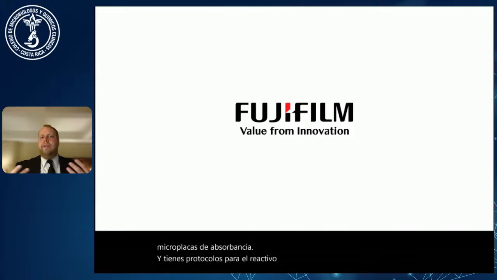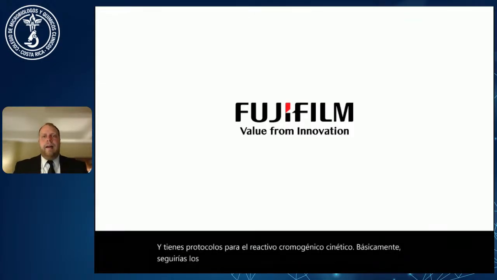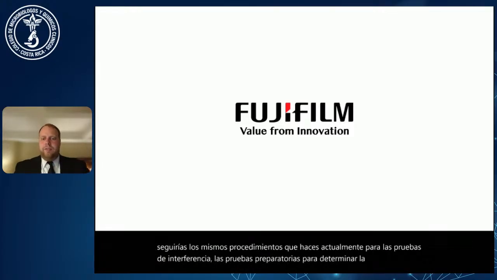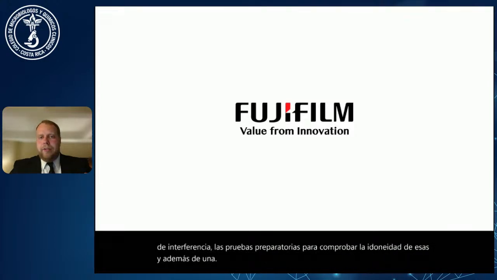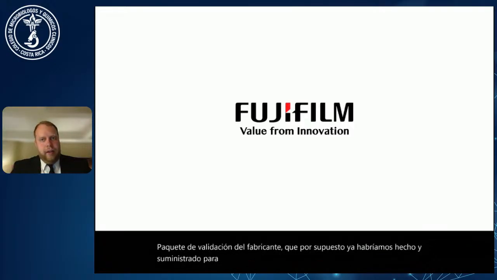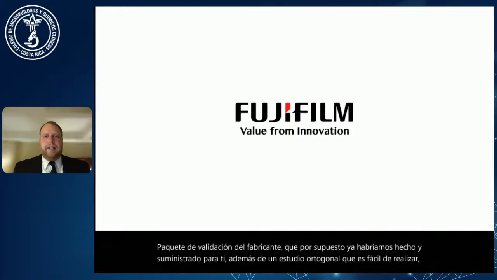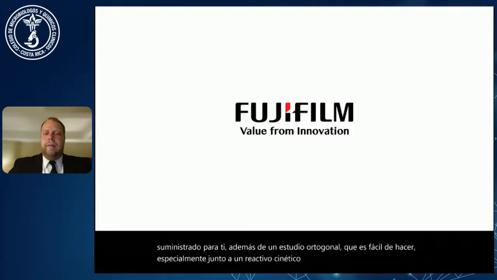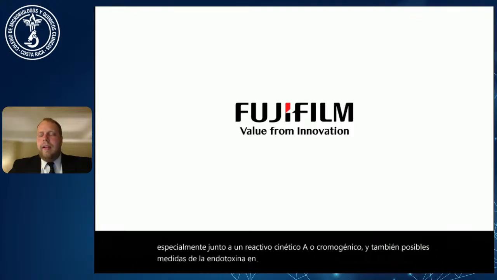essentially you would follow the same procedures you currently do for the test for interference, the preparatory tests for the suitability of that, in addition to a validation package from the manufacturer, which of course we already would have done and supplied for you, in addition to an orthogonal study, which is easy to do, especially alongside a kinetic or a chromogenic reagent, and then also potentially measures of the endotoxin in your sites. But with those, it becomes much easier to see a path forward with these types of reagents.